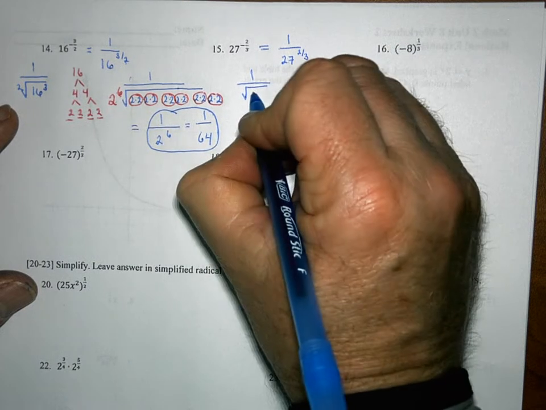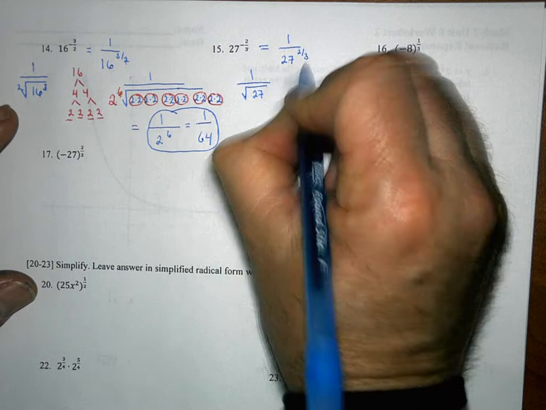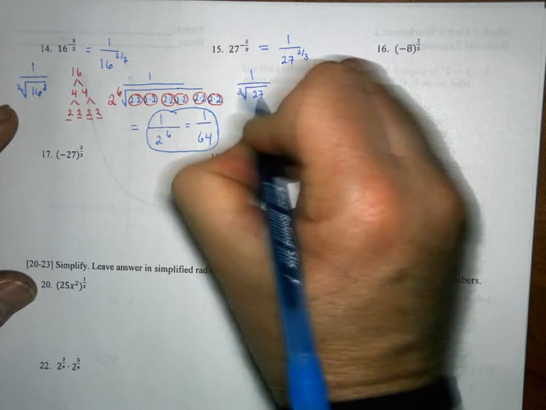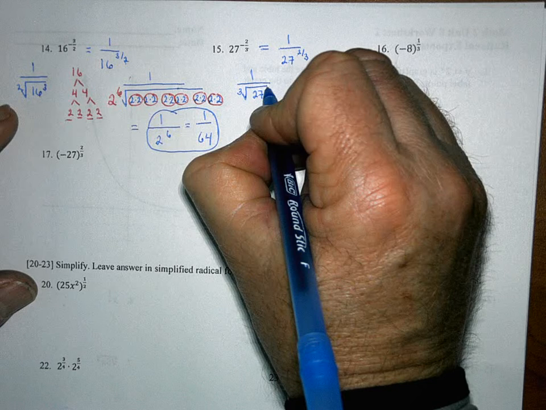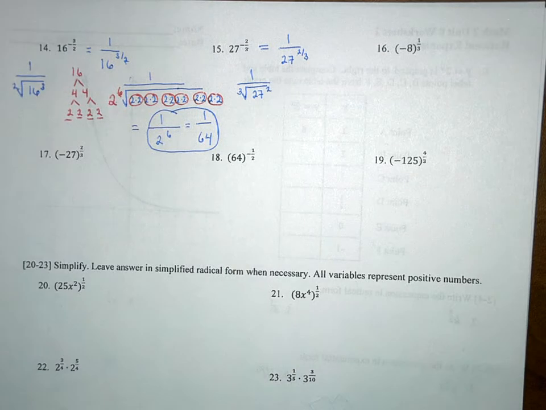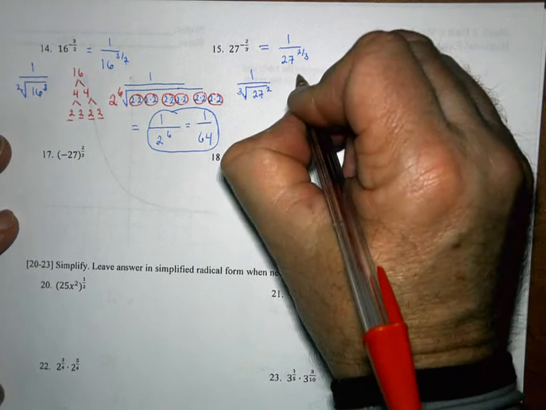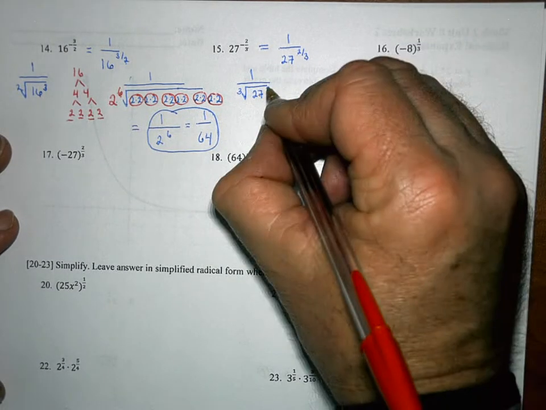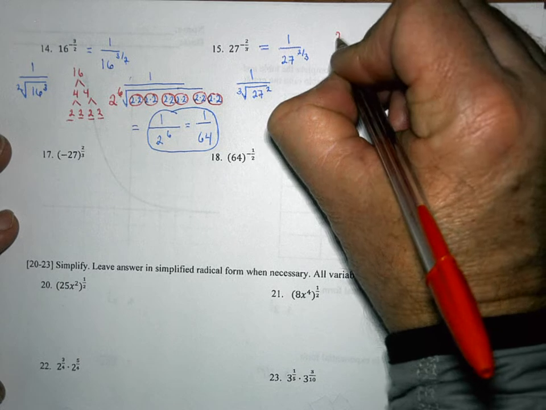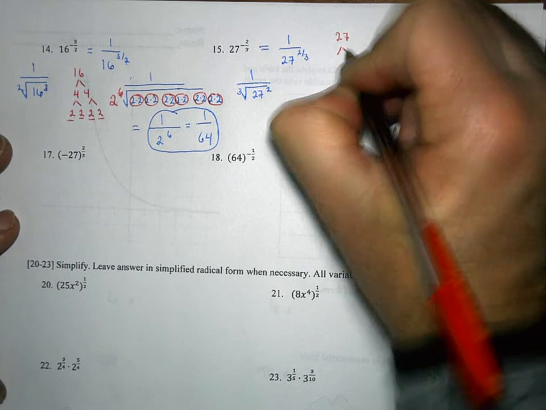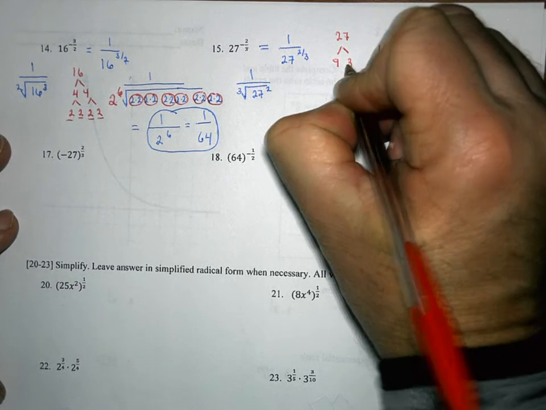The 27 becomes my radicand, my index is 3, and then that 27 is going to have an exponent of 2. Okay, now my next step is I have to take my radicand, which is 27, and make a factor tree of that. So I'm going to go up here. 27 factors into 9 and 3, or 9 times 3.